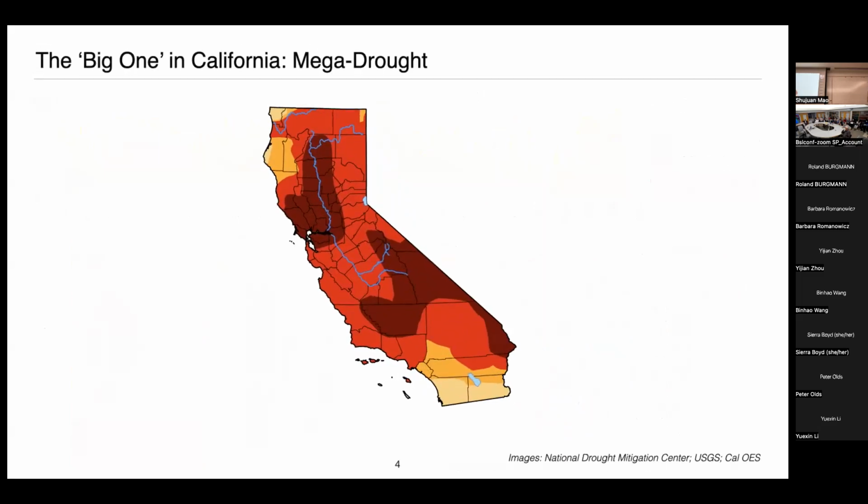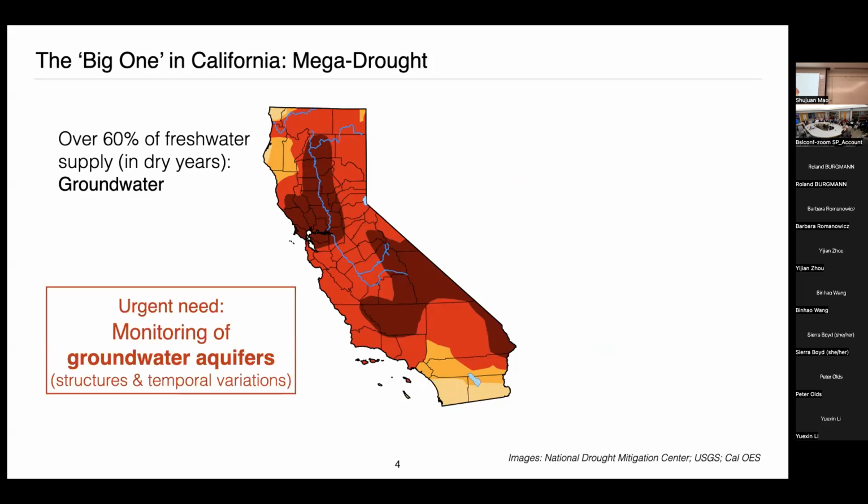If we think about the source of fresh water supply, taking California, for example, in a dry year, just like these days, over 60% of the fresh water supply comes from groundwater. So in urgent demand now is really a refined understanding about groundwater aquifers. Ideally, we would hope to know both the spatial structures as well as the temporal variations of groundwater systems.